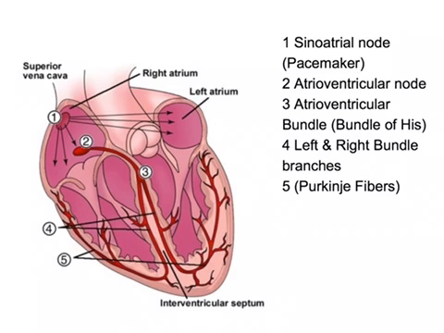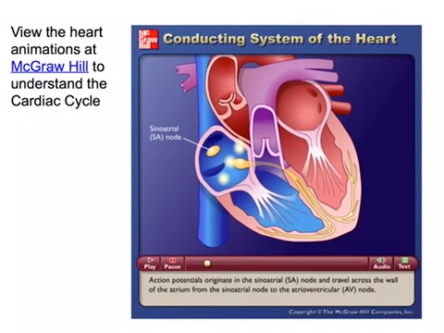Okay, hopefully you did that and you found all that, and you figured out what numbers 1, 2, 3, 4, and 5 are. You can look at some of these heart animations on McGraw-Hill, which is your textbook website. If you want to look at that after this, go to my website, where I have the textbook website linked, and you can go to the conducting system of the heart to check that out as well.